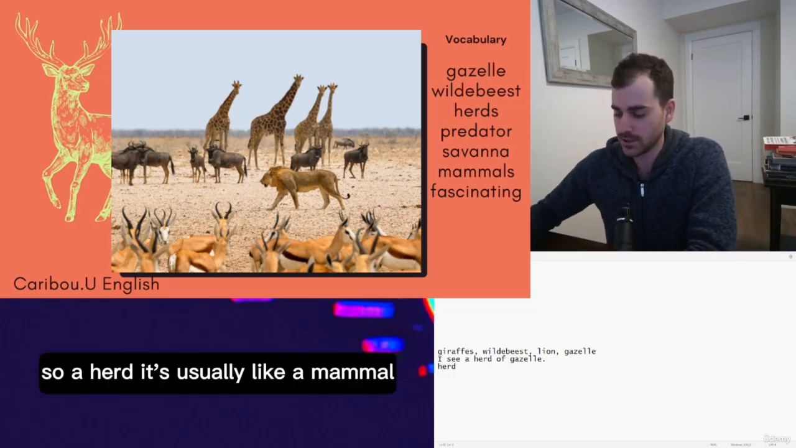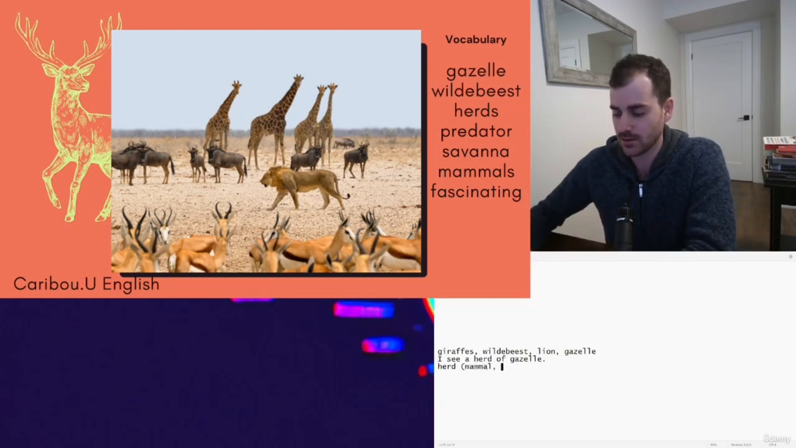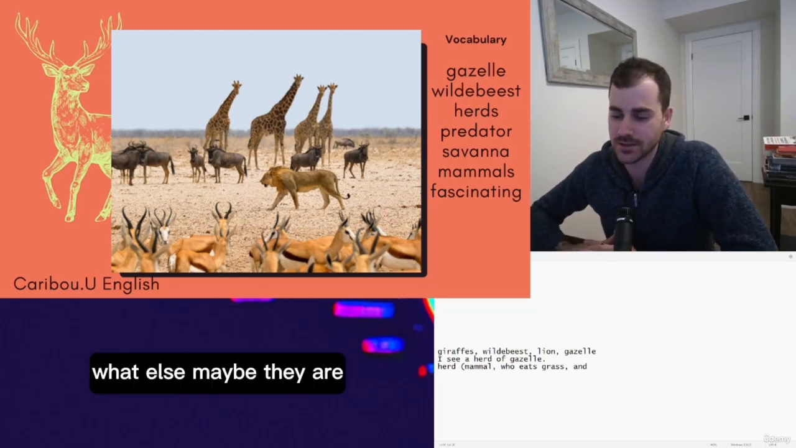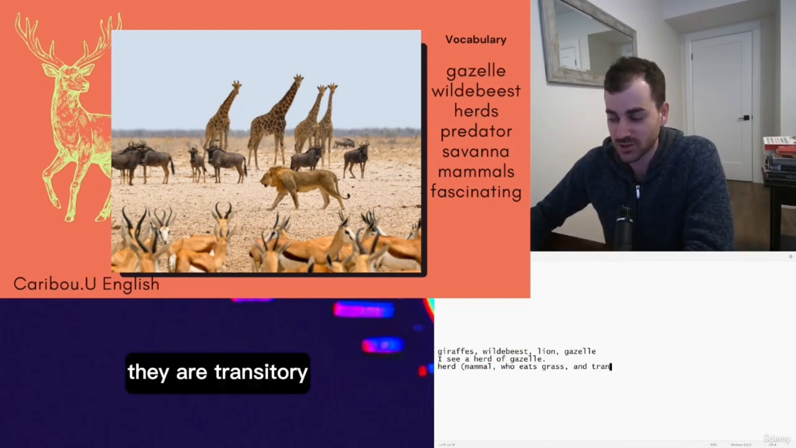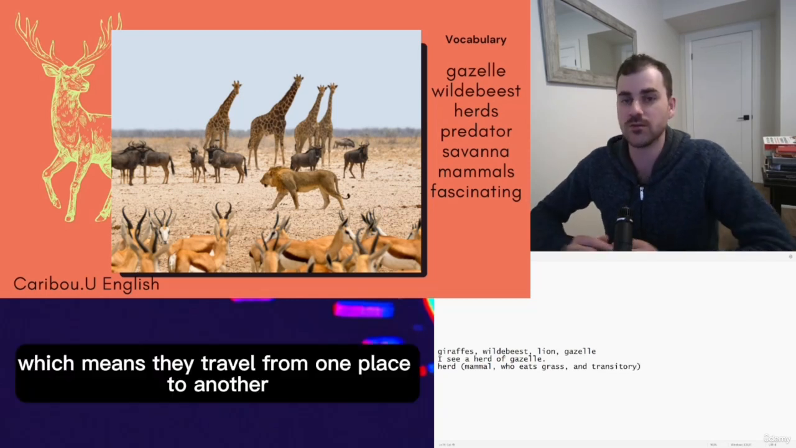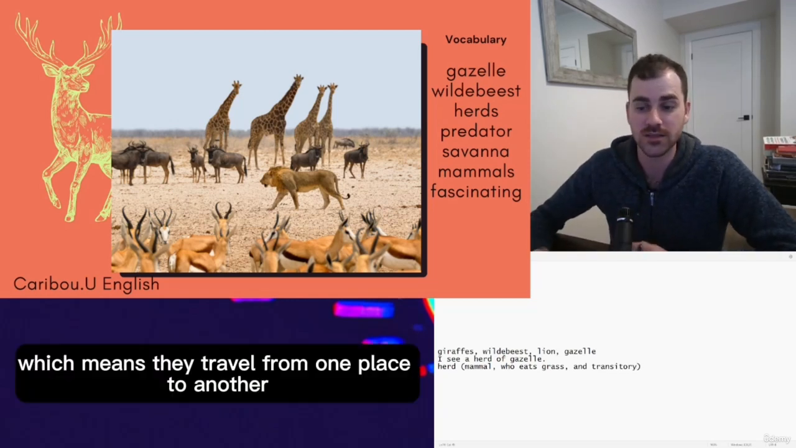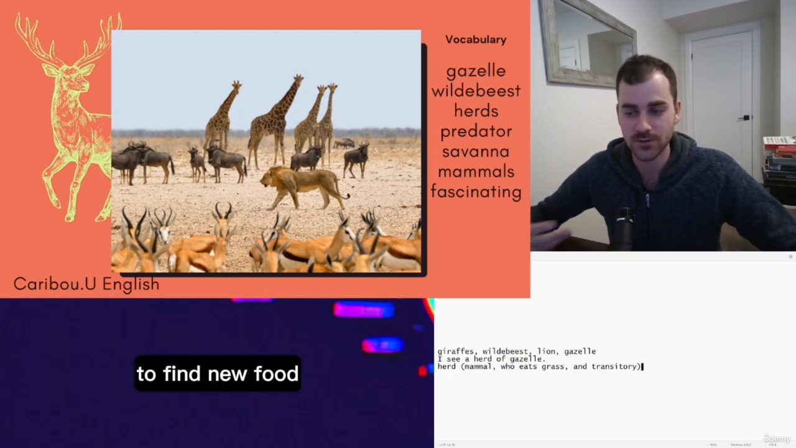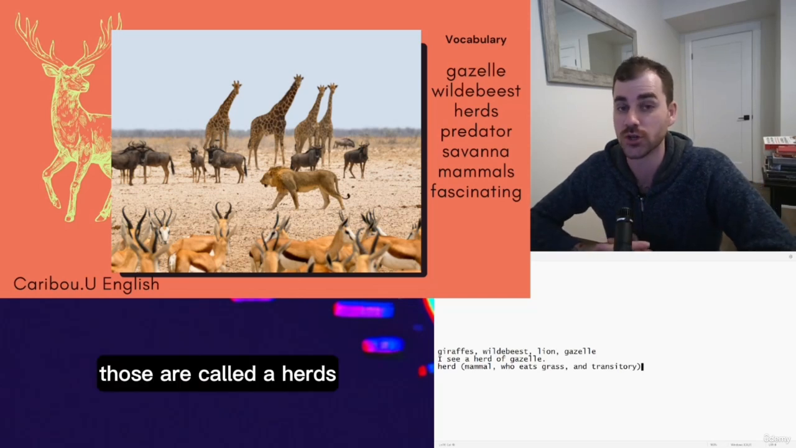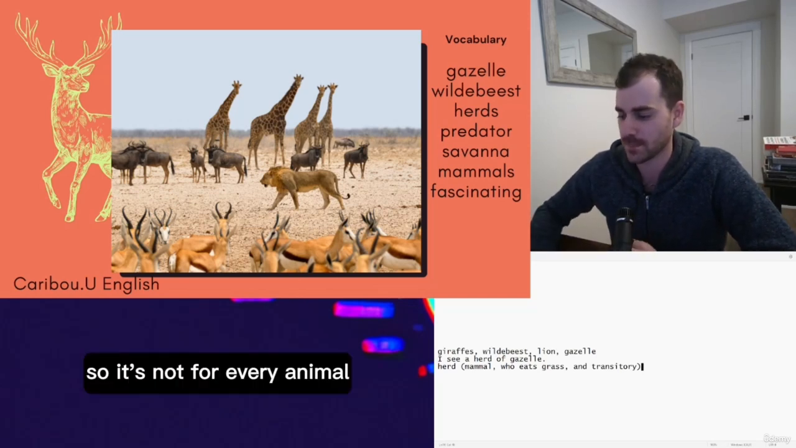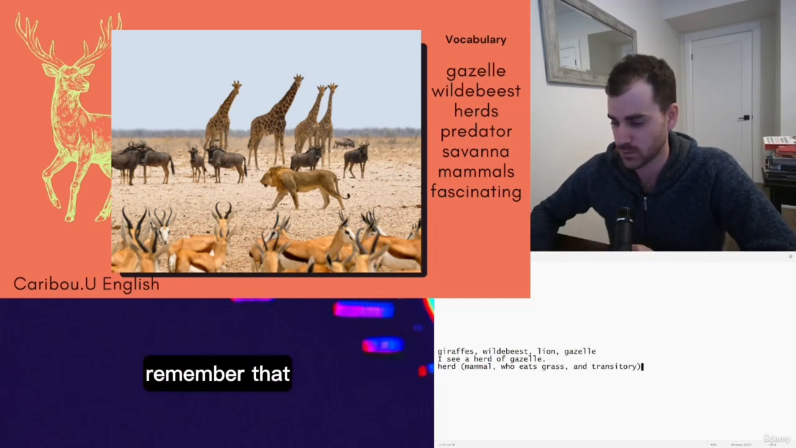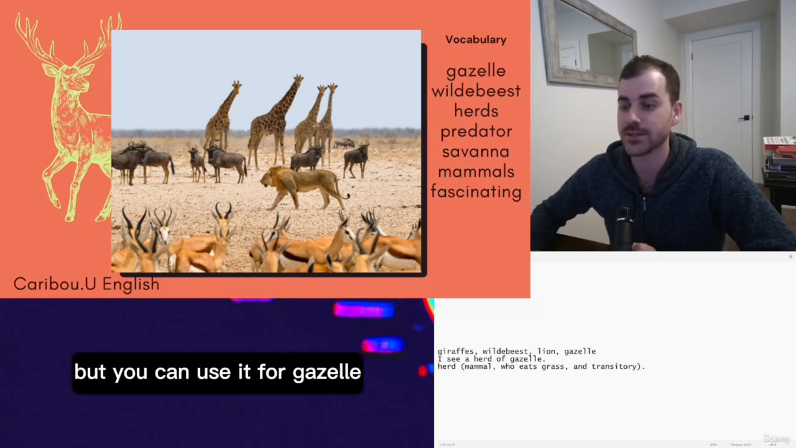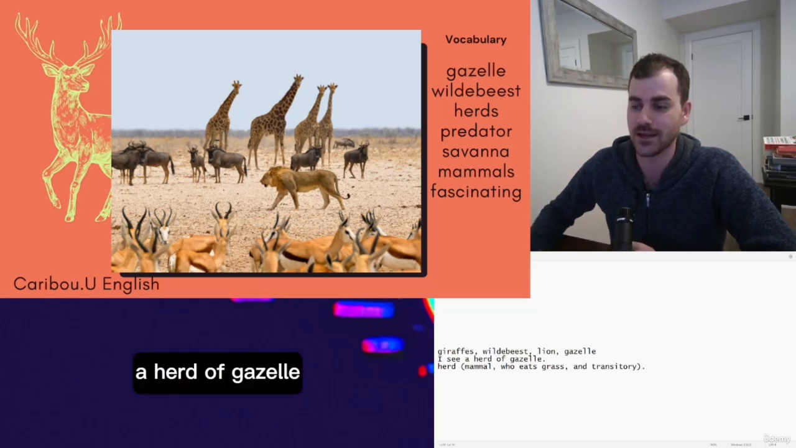So a herd, it's usually a mammal who eats grass and, what else? Maybe they're transitory, which means they travel from one place to another to find new food. Those are called herds. So it's not for every animal, remember that. But you can use it for gazelle, a herd of gazelle.